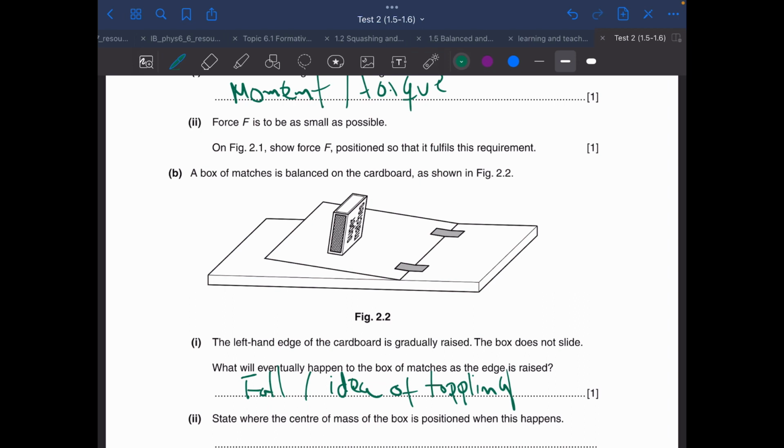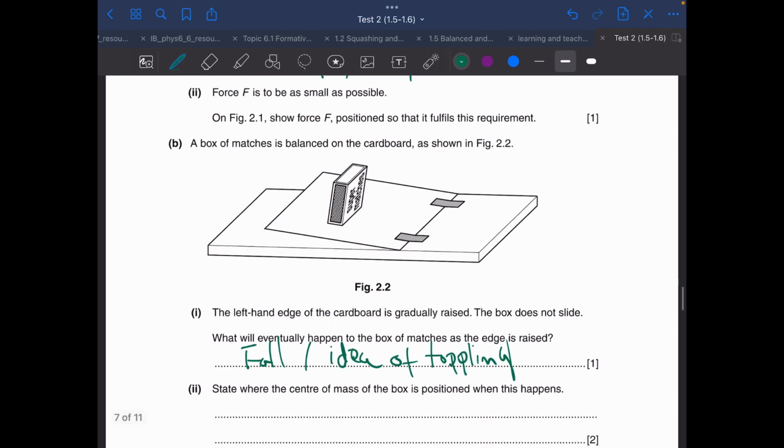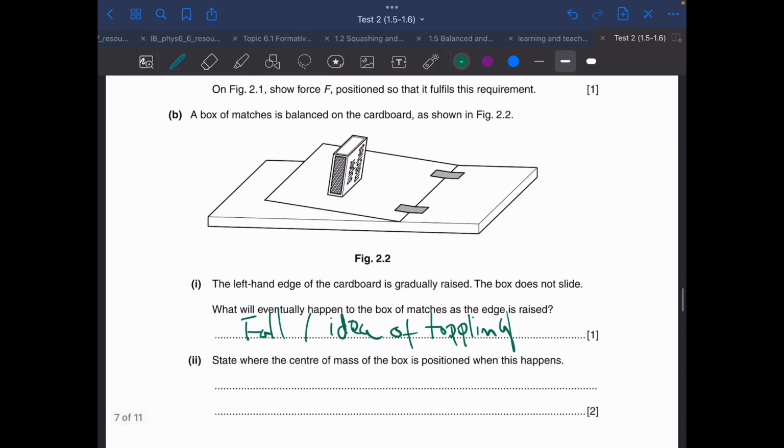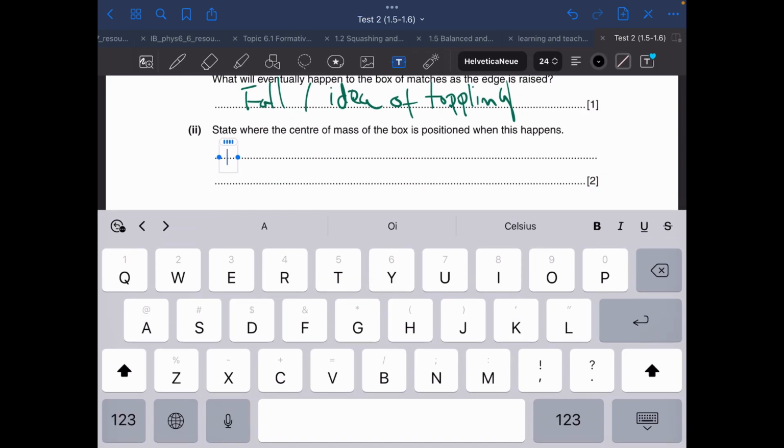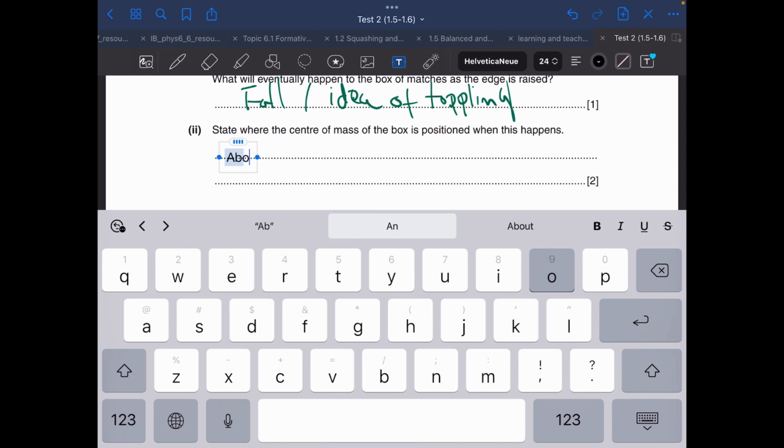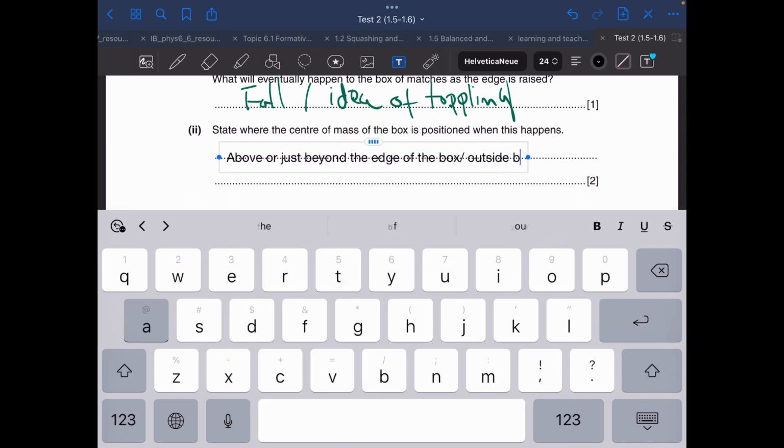State where the center of mass of the box is positioned when it happens. I already explained, didn't I? It's the idea that the line along the center of mass has gone past the base. So it's above or just beyond the edge of the box. Or we can say, as I said, outside the base of the box.